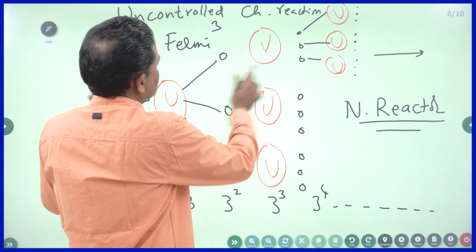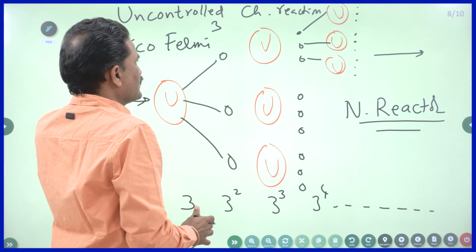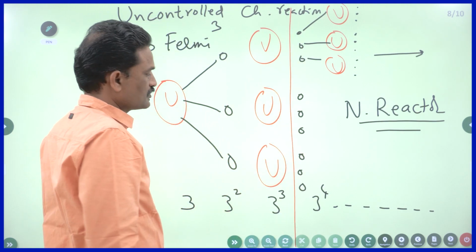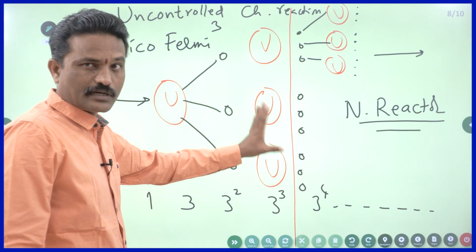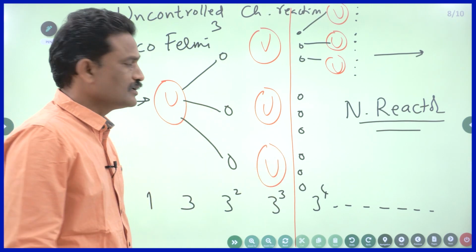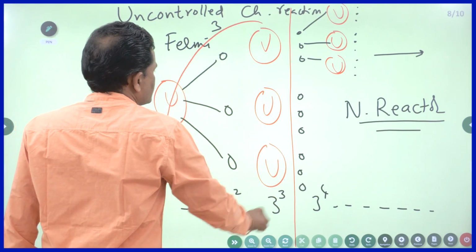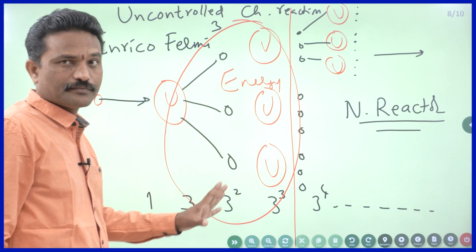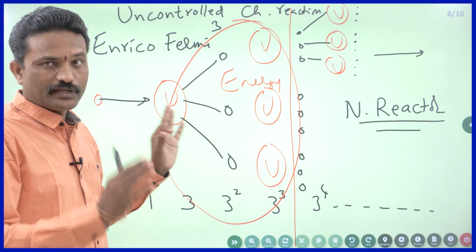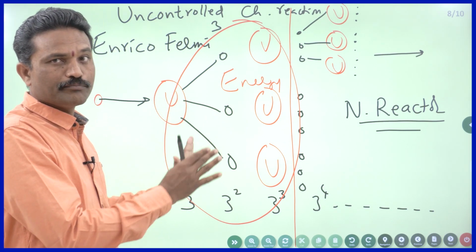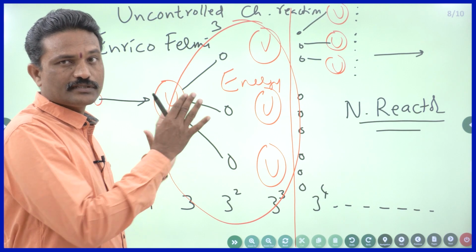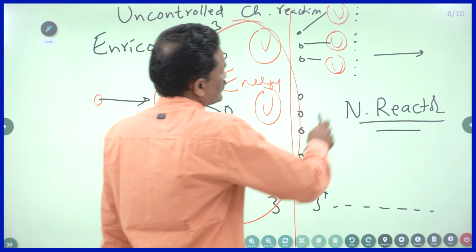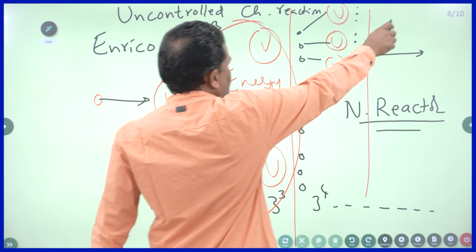Suppose in this nuclear reaction, I want to stop the reaction here only. I want to curtail this reaction, I want to cease the reaction, and I want to utilize the energy released here only. Further reaction is stopped. How to stop? That he thought. If you are able to control the reaction at some point, you can utilize the energy for our own purposes. If you want, you can stop it here. If you want, you can stop it here.